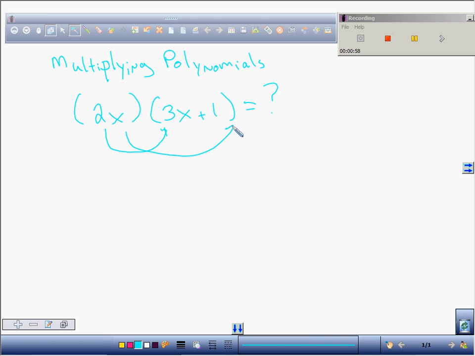Okay? So what you have here when you do something like this, it means 2x times 3x, right? 2x times 3x plus 2x times 1. Now you don't have to always write out every single step, but as you get better at it, you can kind of skip steps. So when you do this, this means 2 times 3 times x times x. So what's 2 times 3? 6. What's x times x? X squared, right? Because x times x makes x squared.